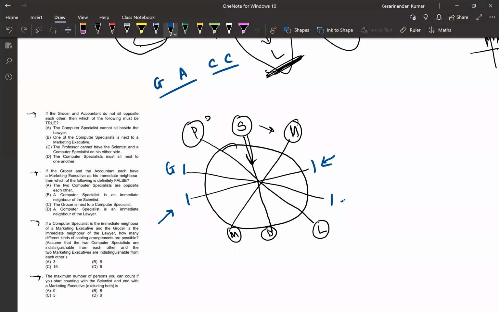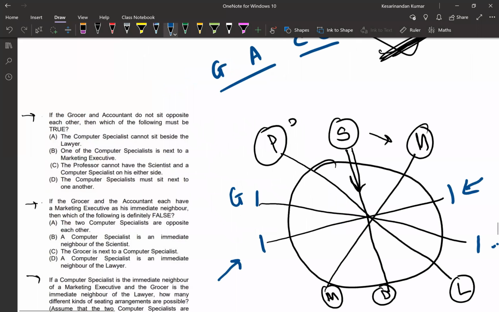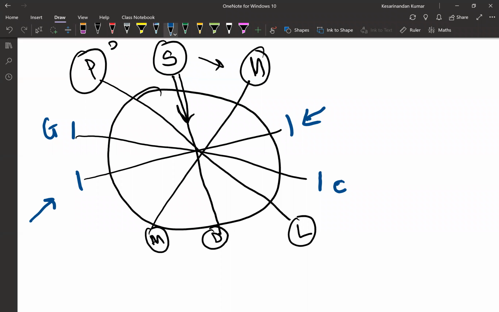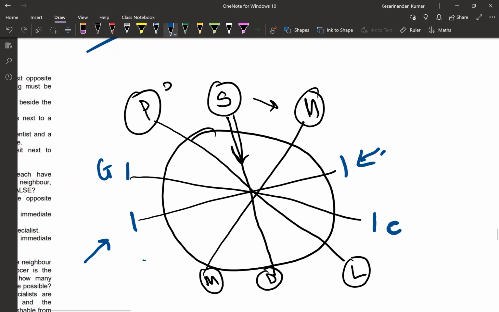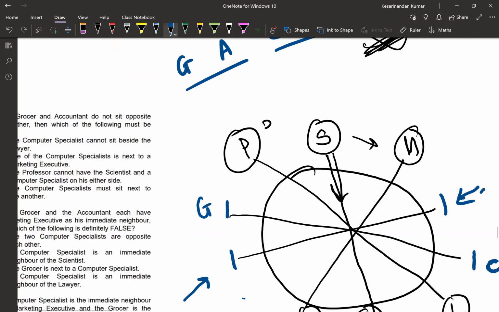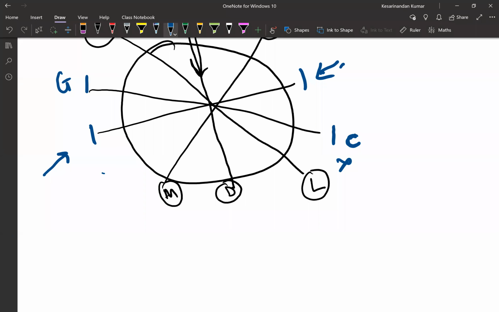The first option: the computer specialist cannot sit beside the lawyer. The computer specialist cannot sit beside the lawyer. So if the computer sits here, can we have the accountant sitting here and here? Yes, perfectly fine. So this and this cannot. So if we do the opposite, what will happen?